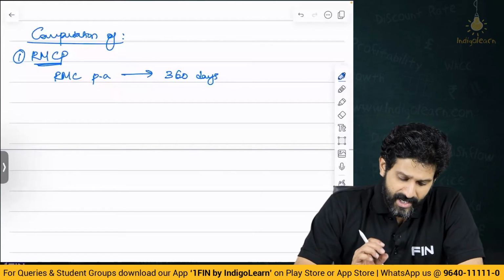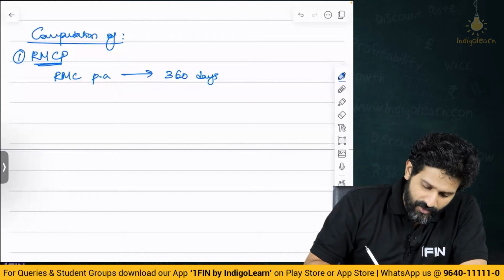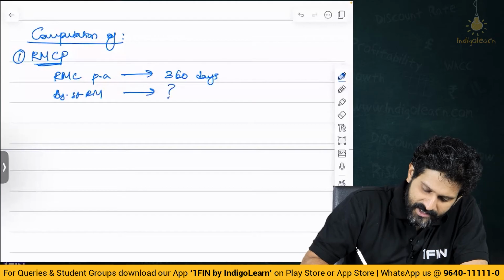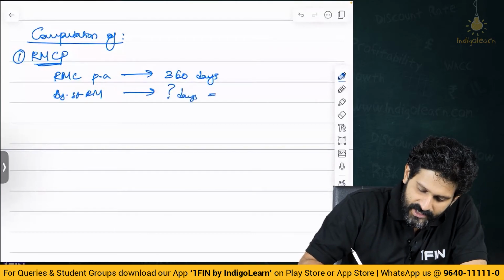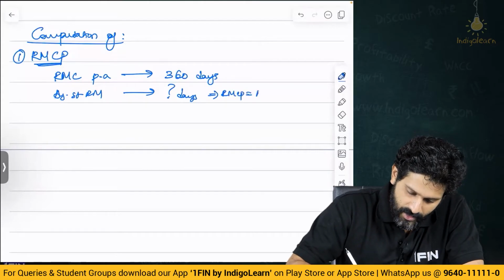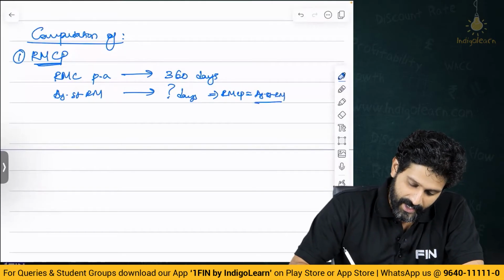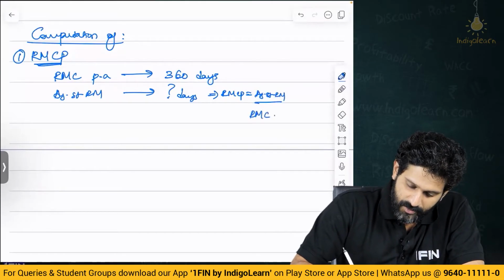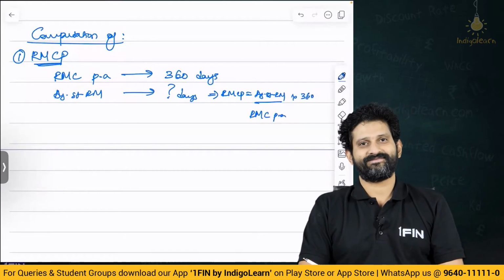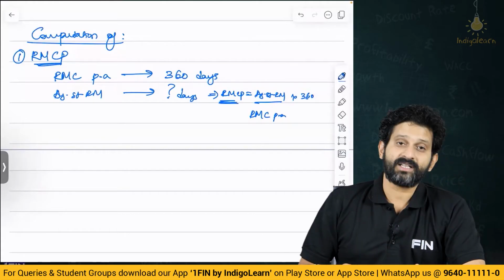Okay. So, if the raw material total consumed this much per annum in 360 days, for the average stock of raw materials, how many days is it taking? That is our raw material consumption period. That is equal to average stock of raw materials divided by raw material consumed per annum into 360. Cross multiplication. Absolutely yes. That's all. Now this will give us our raw material consumption period.